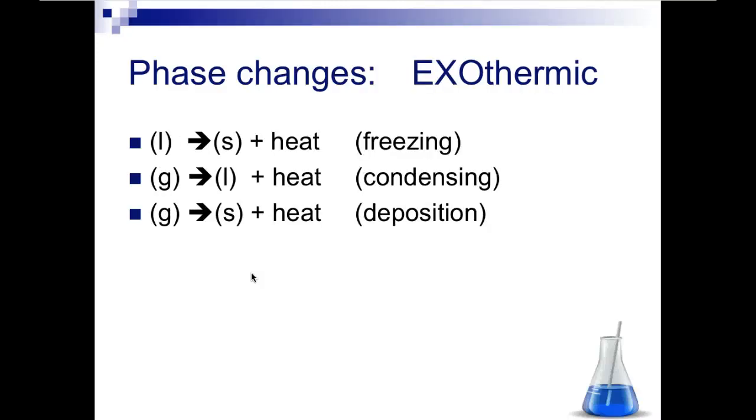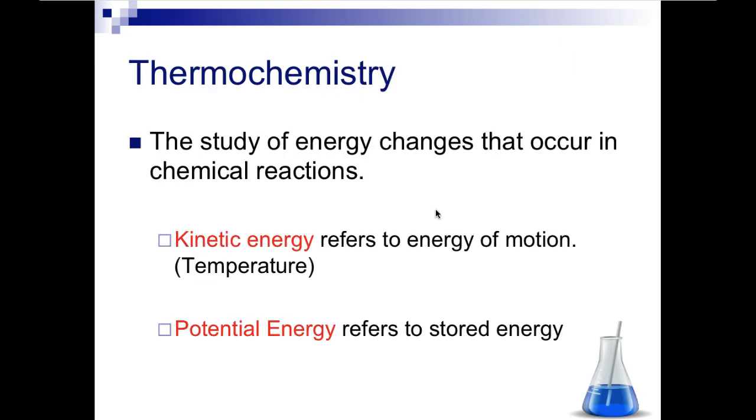The processes or the phase changes that are exothermic are the opposite. So when a liquid goes to a solid and you freeze something, you're releasing heat, so that's exothermic. When a gas goes to a liquid and you release heat, that's condensing. And when a gas goes to a solid, you release heat, and that's the process called deposition.